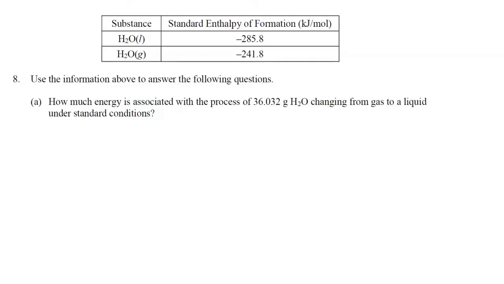So let's write a chemical equation for that process of water changing from a gas to a liquid. So it's going to be H2O gas or H2O water vapor on the left, and then liquid water on the right. Now the delta H for this process is unknown to us, but we do have access to the information in the table to figure this out.